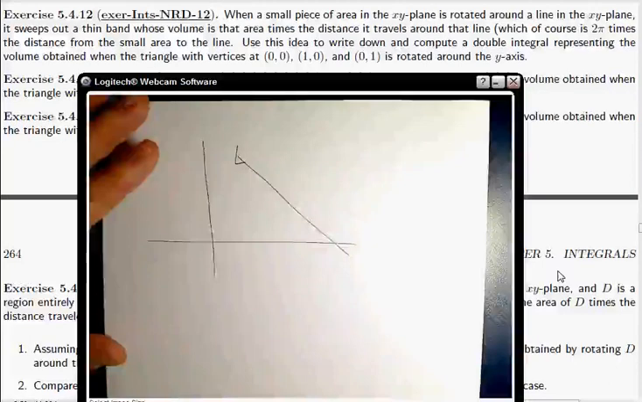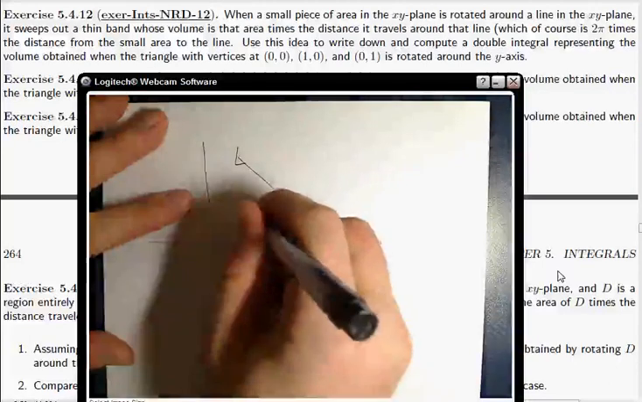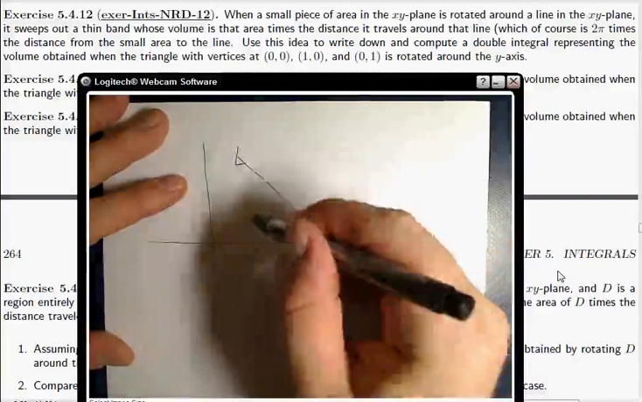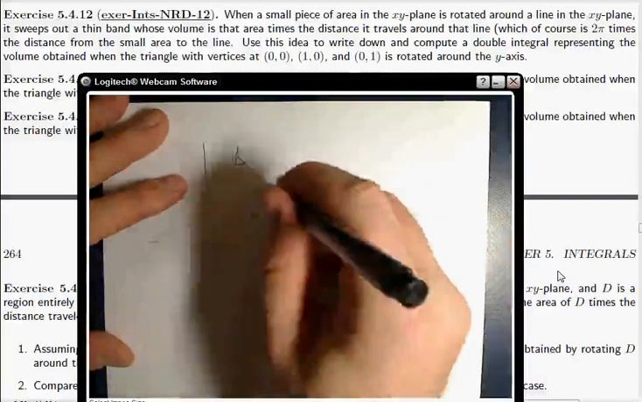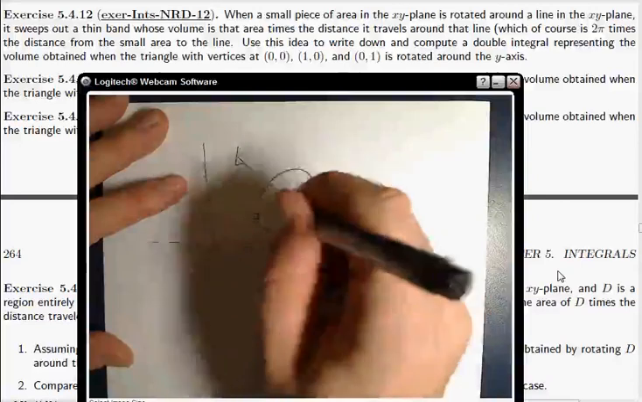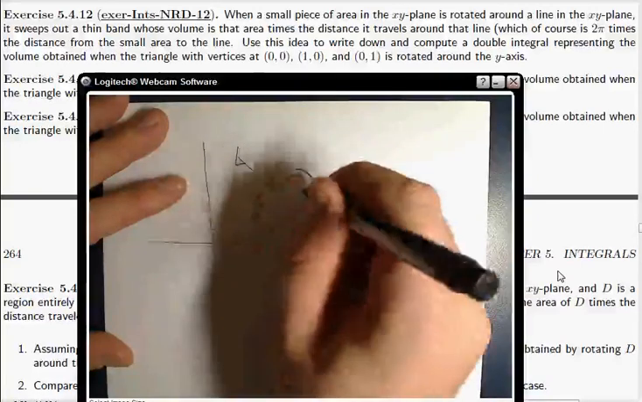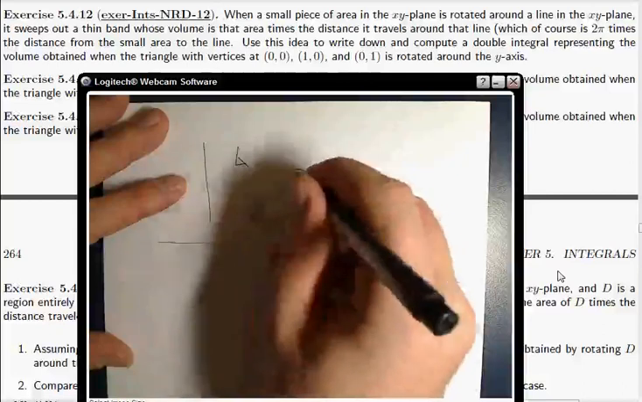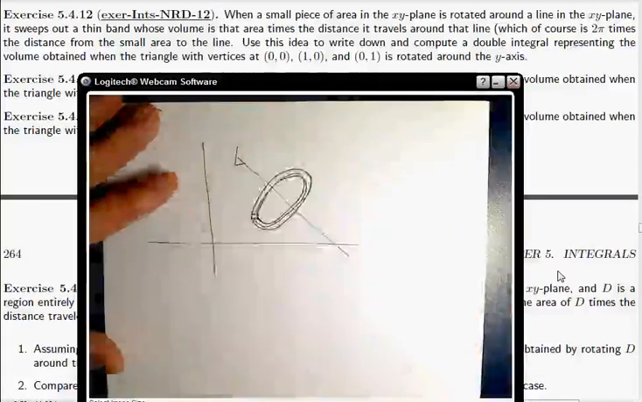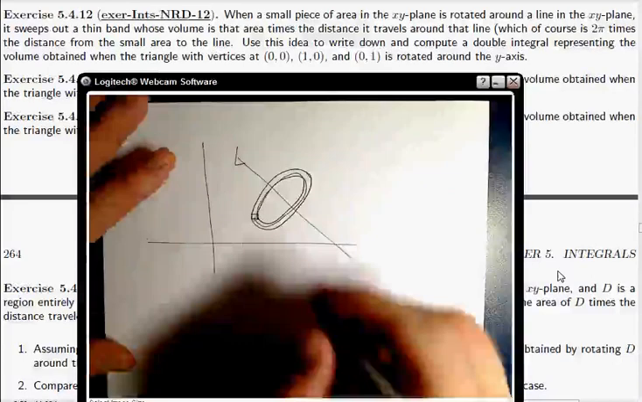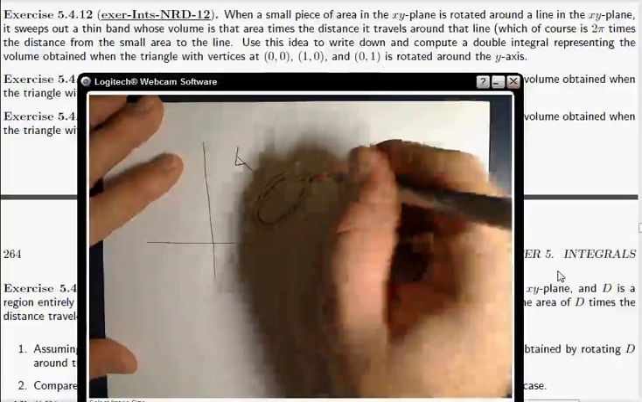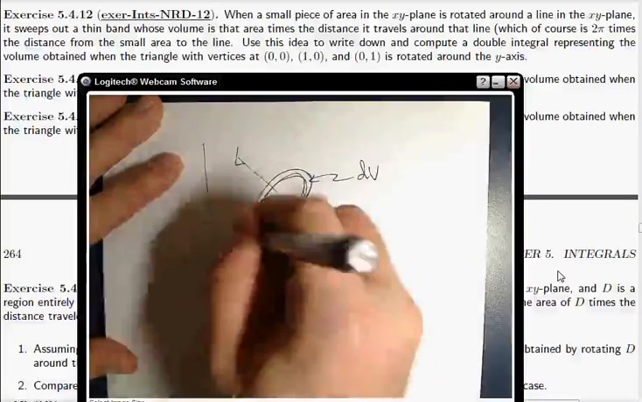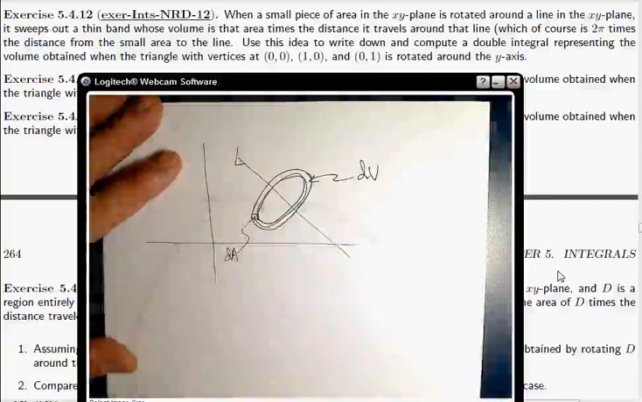And it says that if you have a small little piece of area here, and you take that little piece of area and rotate it around the line, now it's going to make a little volume of some sort, a little weird shape like that, but it's got a certain amount of volume. And you could ask yourself, how does that volume relate to the original piece of area?